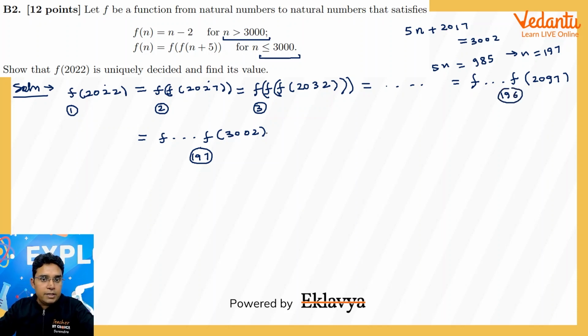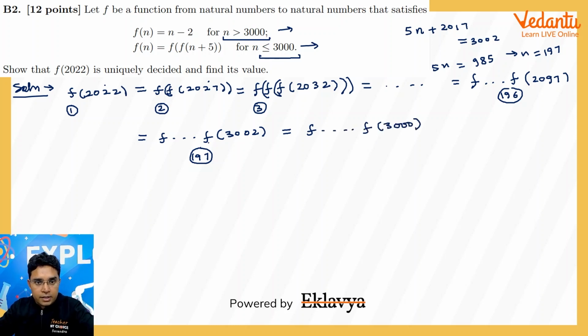Now after that, as you can see, we cannot apply this result because it was only for n less than or equal to 3000. But here I can use the first one, in which, because 3002 is greater than 3000, I can write f of 3000.